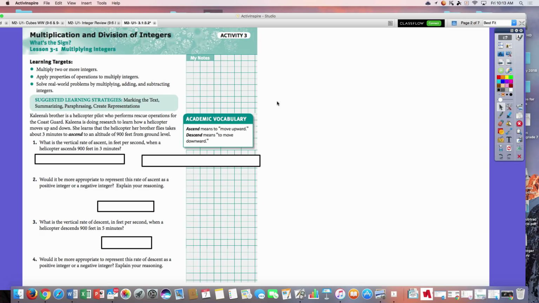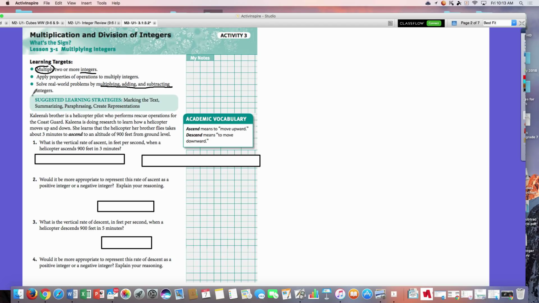You should have the packet in your hands, and make sure you fill this out as I'm going over it. Today, we're going to multiply integers. And we know how to use the properties of operations to solve. We've been doing that a long time. And we're going to multiply, add, and subtract integers, so kind of bringing it all together.